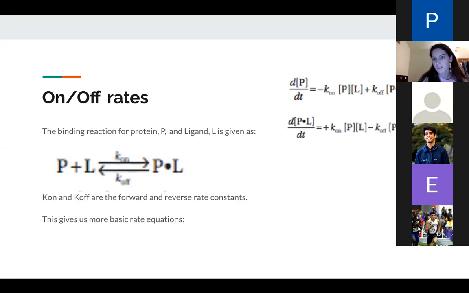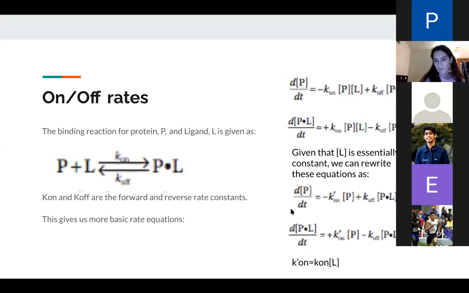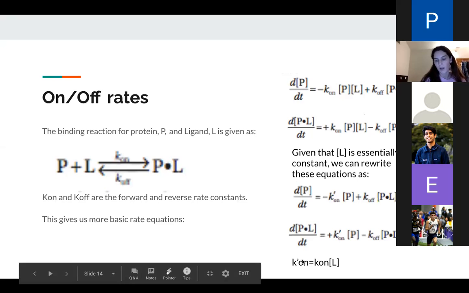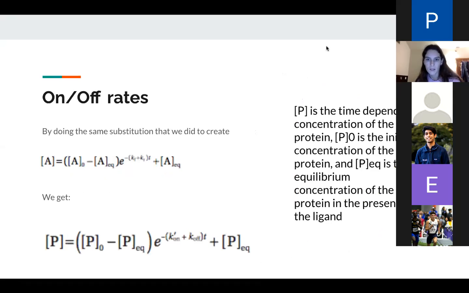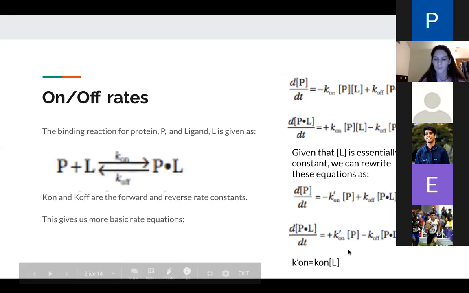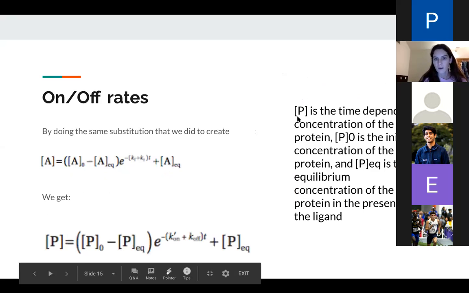And so I guess we can look at these and we know that L here is constant. And so we can try and take it out of the equation. And so we do that by setting k'_on equal to just k_on times L. And so this allows us to rewrite the equations like this. And then we do the same substitution that we did to create this equation, but with these. And it gives us this equation for the concentration of P.